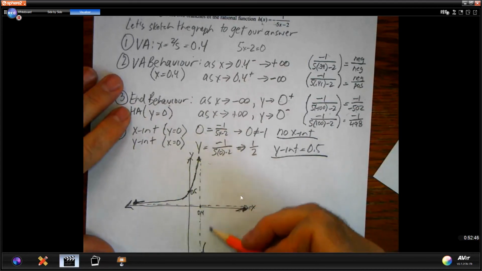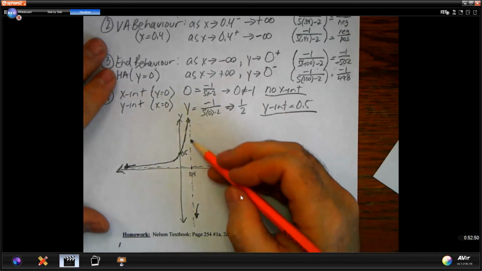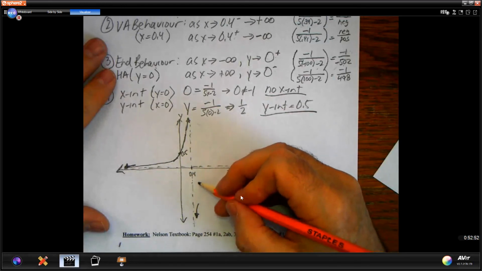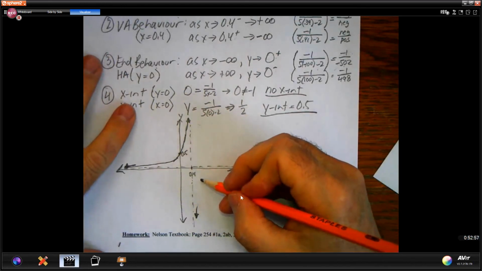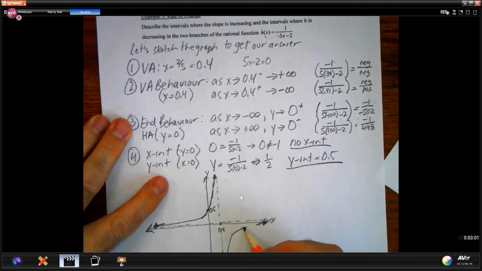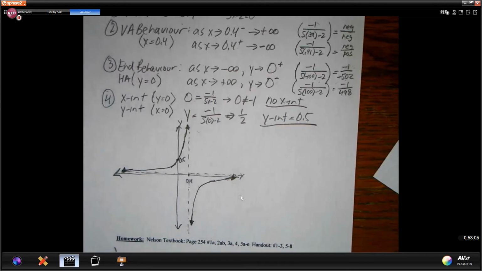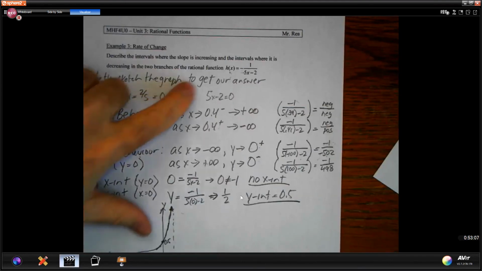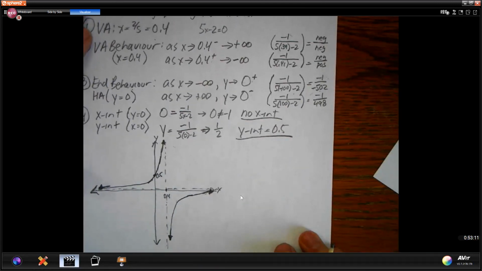And I'm going to try to join these so it looks sort of symmetrical to the other side that I've already drawn. So maybe I'll make it a little bit closer to here. Looks like that. Okay, so there's our sketch of h of x. Now we go back to our question, which seems like a lifetime ago: describe the intervals where the slope is increasing, and the intervals where it's decreasing.